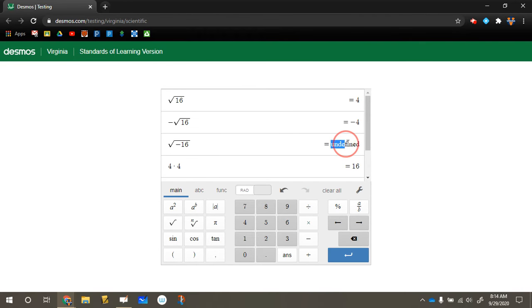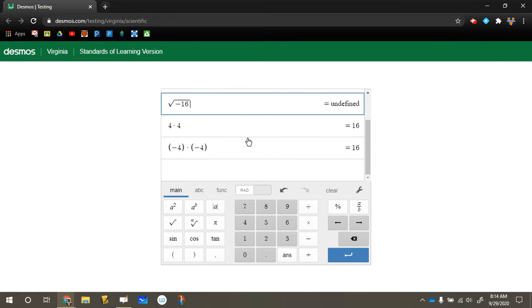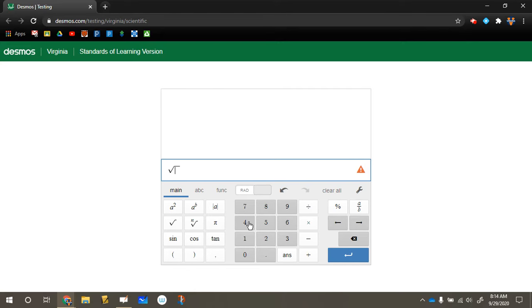So that's why the square root of negative 16 is what we call undefined. That means it doesn't work. It's not real. It's something that's not there. There's no number that can do that. But that's how we take square roots on the calculator, with this button, and then we type in whatever number it is. So going back to the 49, square root of 49 is 7. Well, the negative square root of 49 is also negative 7. So that's how we do square roots on the calculator.